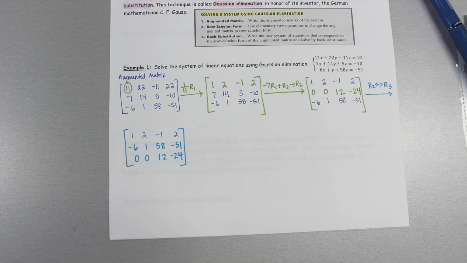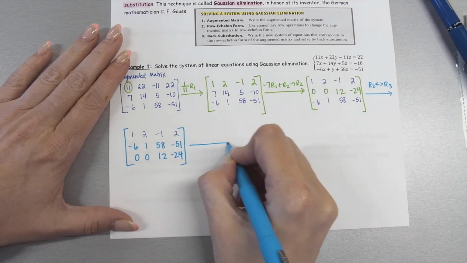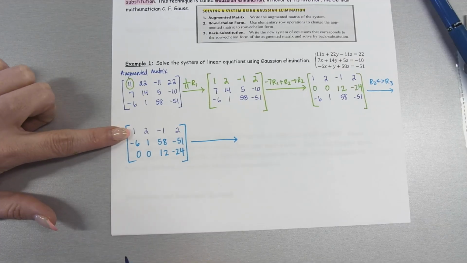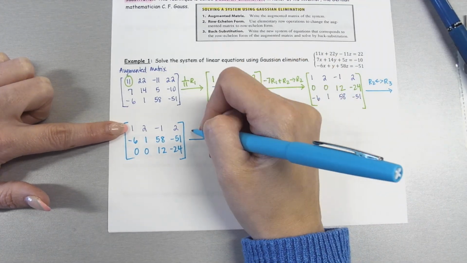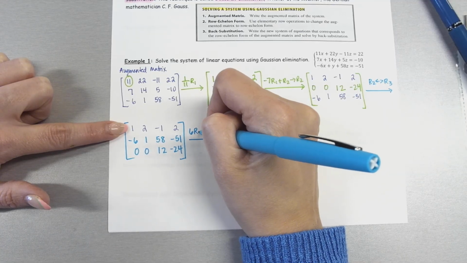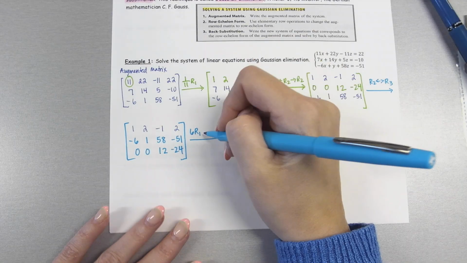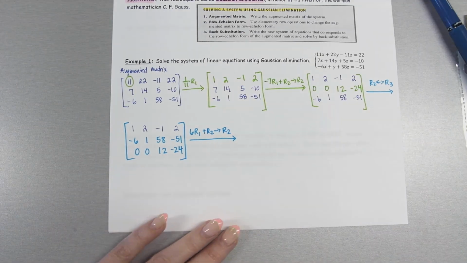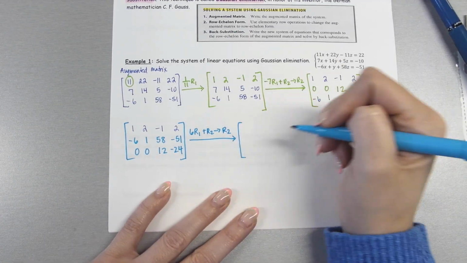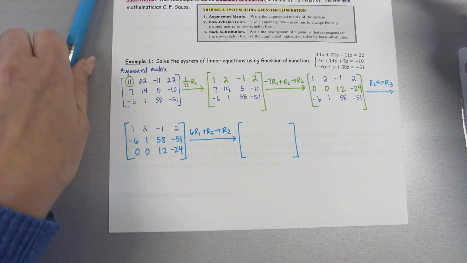All right, and then from there, now we can make this a 0. So if we make that a 0, it's always the opposite of that leading 1 here. Okay, so we're going to do the opposite of -6. We're going to multiply that by row 1. We're going to add that to row 2. We're going to put that in row 2. Okay, so I want you guys to go ahead and do that.